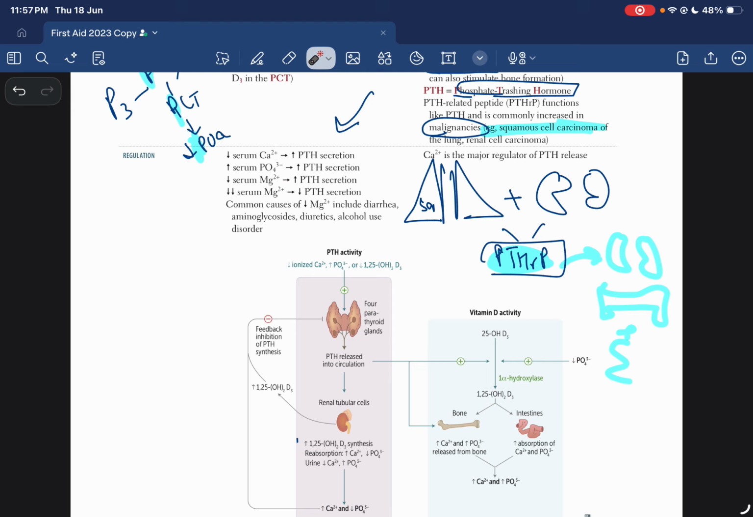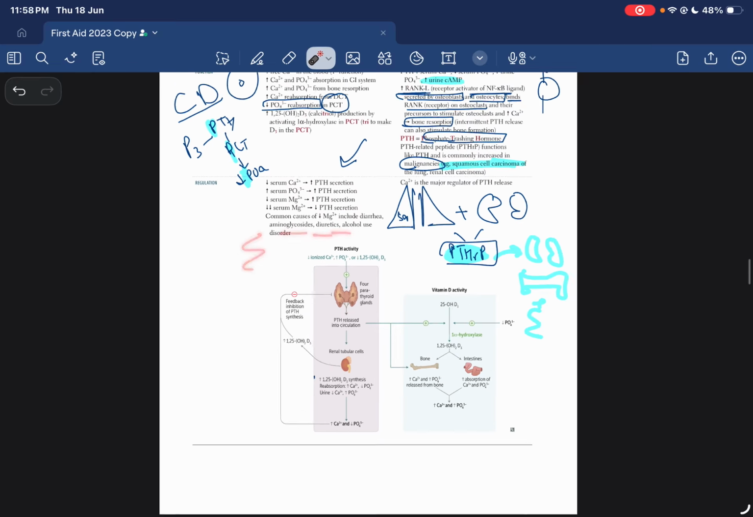How is parathyroid hormone regulated? So what happens is that low serum magnesium level, when it is slightly decreased, is going to stimulate the production of parathyroid hormone. With an increase in phosphate, we want to get rid of phosphate, that's why parathyroid hormone secretion is increased. A decrease in serum calcium level is also going to increase the parathyroid hormone secretion. But when there's an excessive decrease in magnesium ion level, it is going to decrease the parathyroid hormone. So it basically varies. Common causes of decrease in magnesium include diarrhea, aminoglycosides, diuretics, and alcohol use disorder.